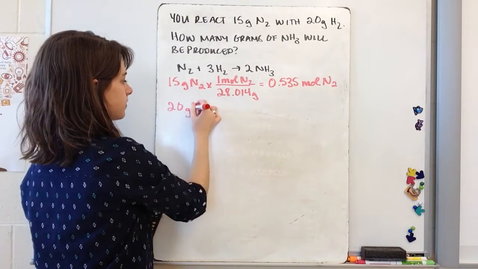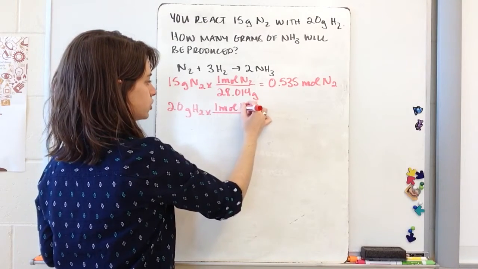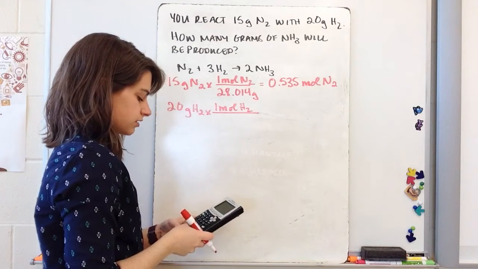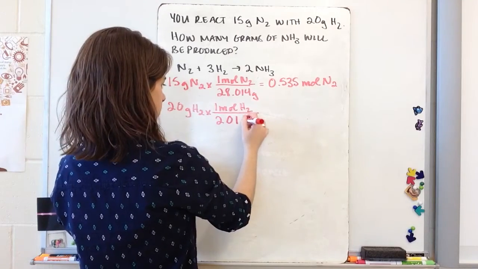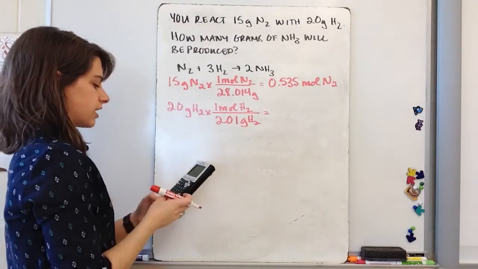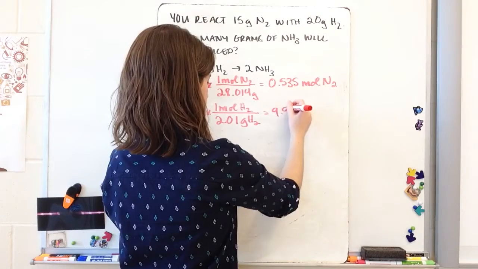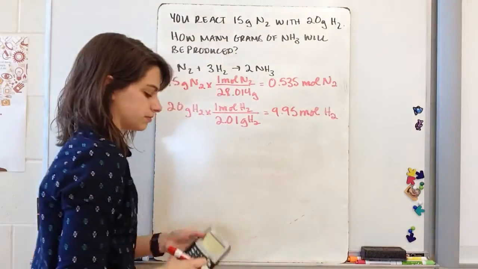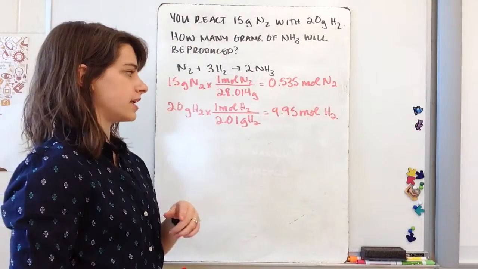Okay, now I'm going to do the same with my hydrogen. So I have 20 grams of hydrogen. I know that for every 1 mole of H2, I'm going to have 2 times 1.0079, 2.01 grams of H2. So 20 divided by 2.01 gets me 9.95 moles of H2.